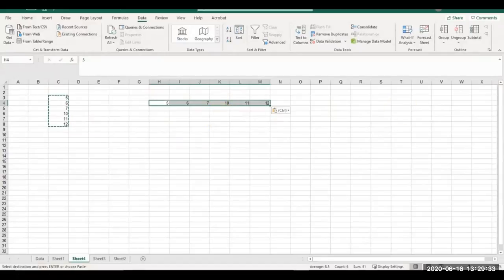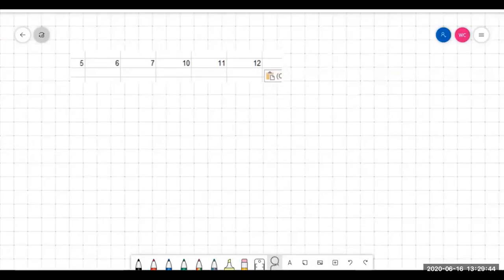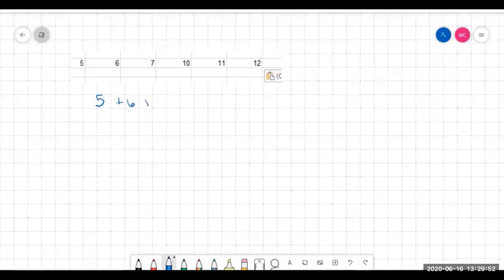I'm going to practice using this board that I have. I'm really not very good at this, but let's see if I can do it. Of course, we know what to do. It's just 5 plus 6 plus 7 plus 10 plus 11 plus 12. And then we just have to divide that by the number of elements, which is 6.